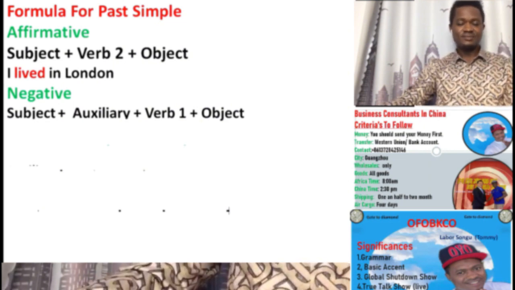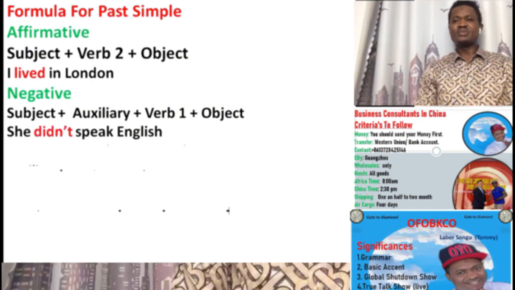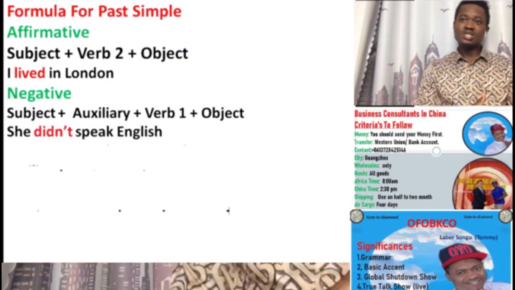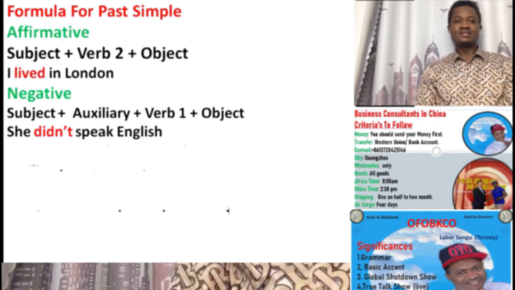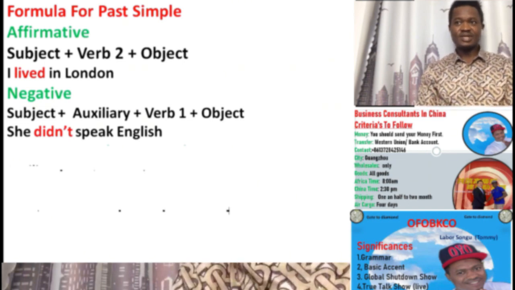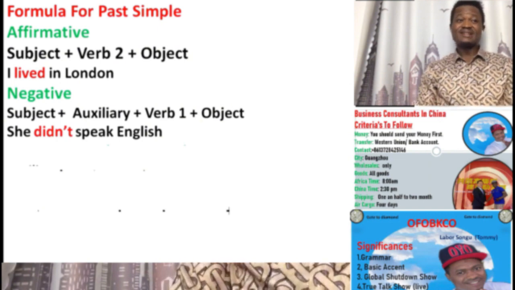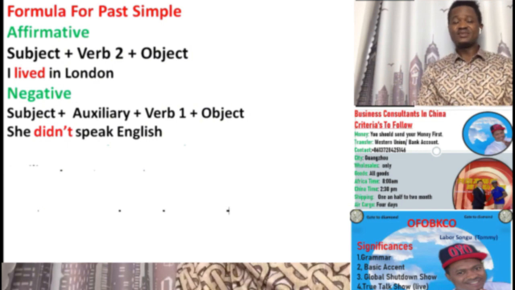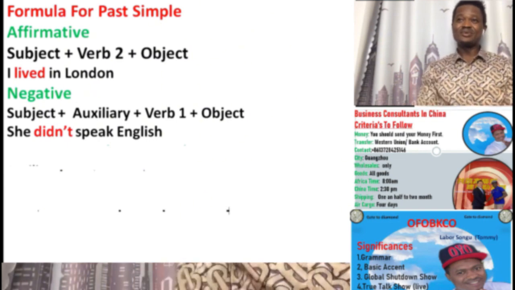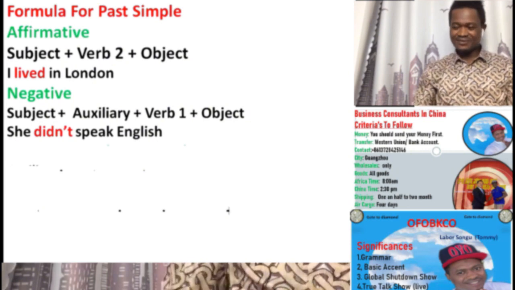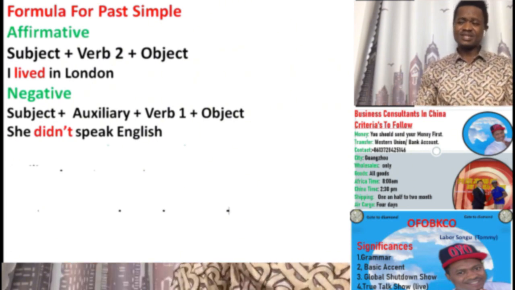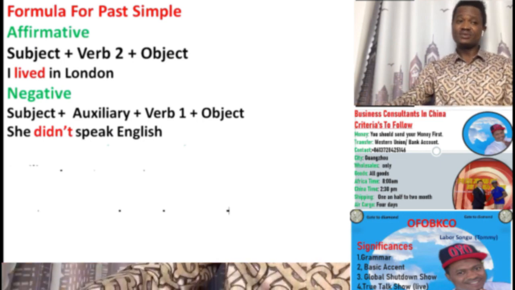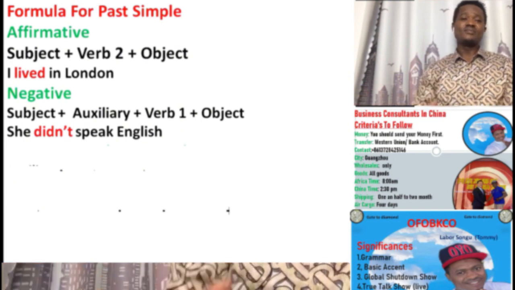All right, guys, let's go. So the example is: she didn't speak English. So she is the subject, didn't is the auxiliary, that is the negative form, speak is the V1 verb, that is the base form, and English is the object. So this is the simple formula for the negative form. This is the grammatical structure. You have to follow this one, guys, so important. This can help you to understand the past simple. That is the formula. This video is for beginners. You have to watch the other videos for advanced. These are just for beginner basics when you're doing past simple.